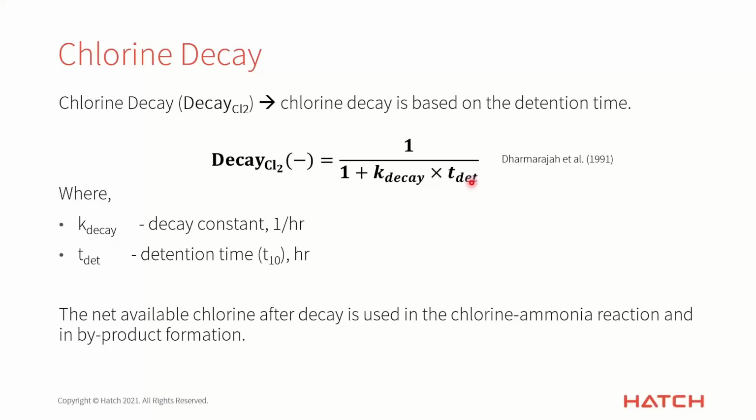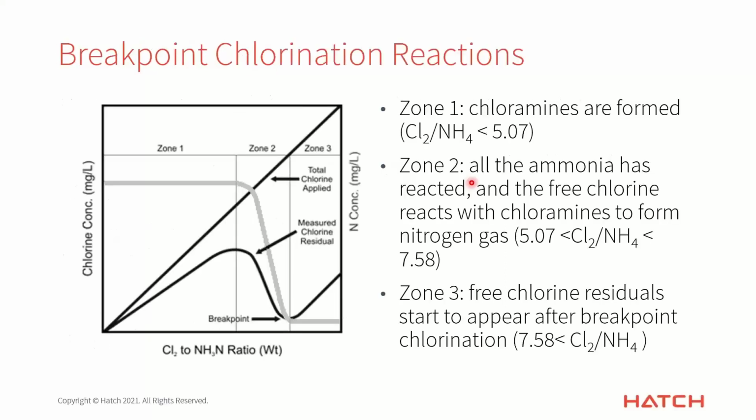So basically, this is a baffle factor, which is multiplied by the nominal hydraulic retention time of the chlorination basin and is used to calculate the T10 detention time. Now, once we've calculated the chlorine decay and the instantaneous demand, we use that net available chlorine in the chlorine ammonia reactions and in the byproduct formation, which I'm going to be talking about now.